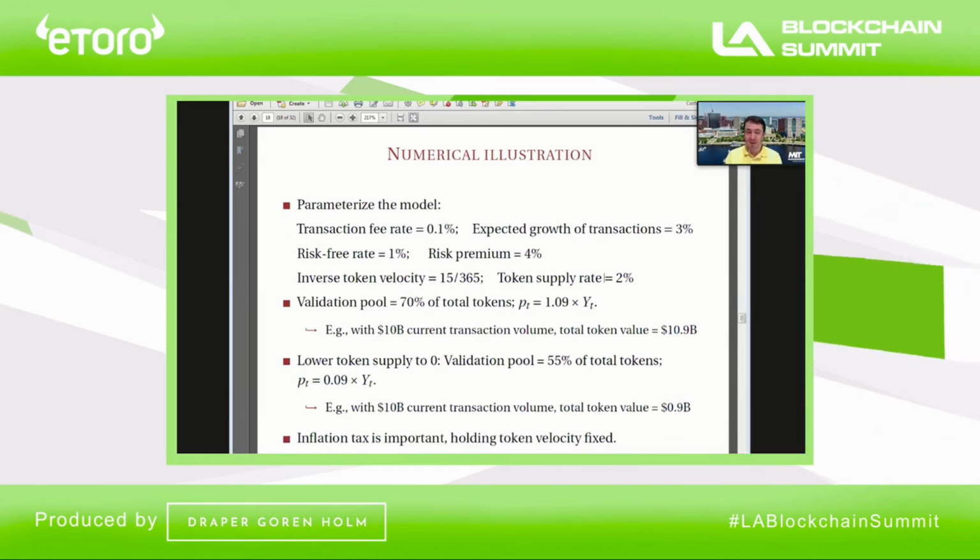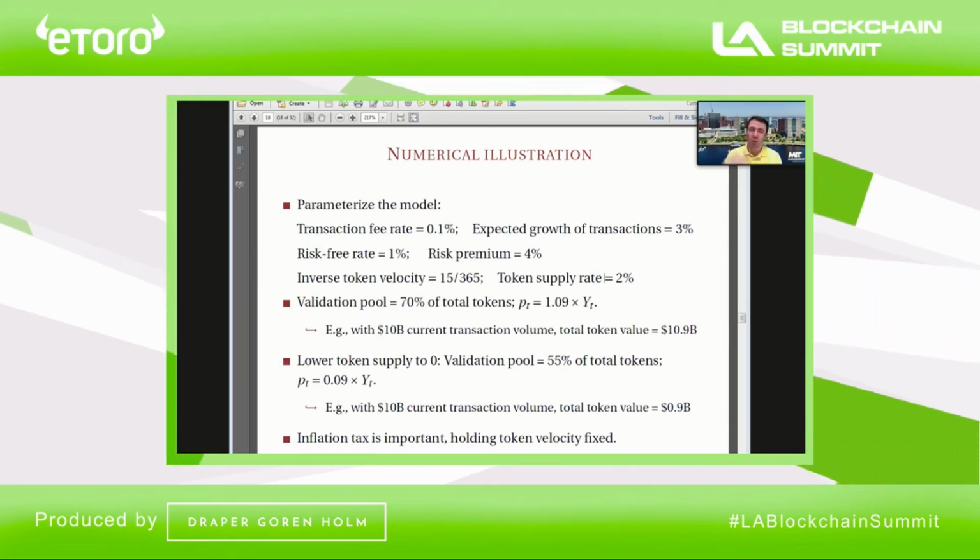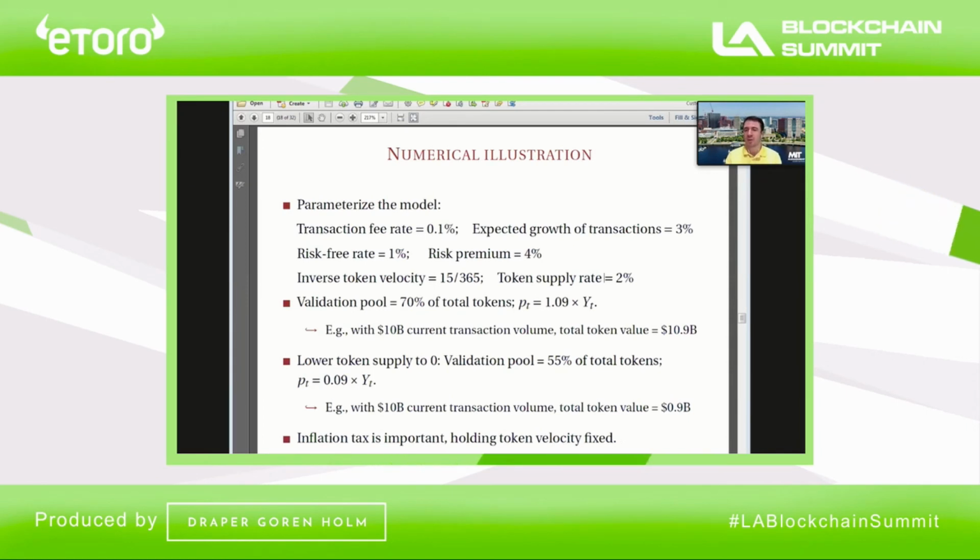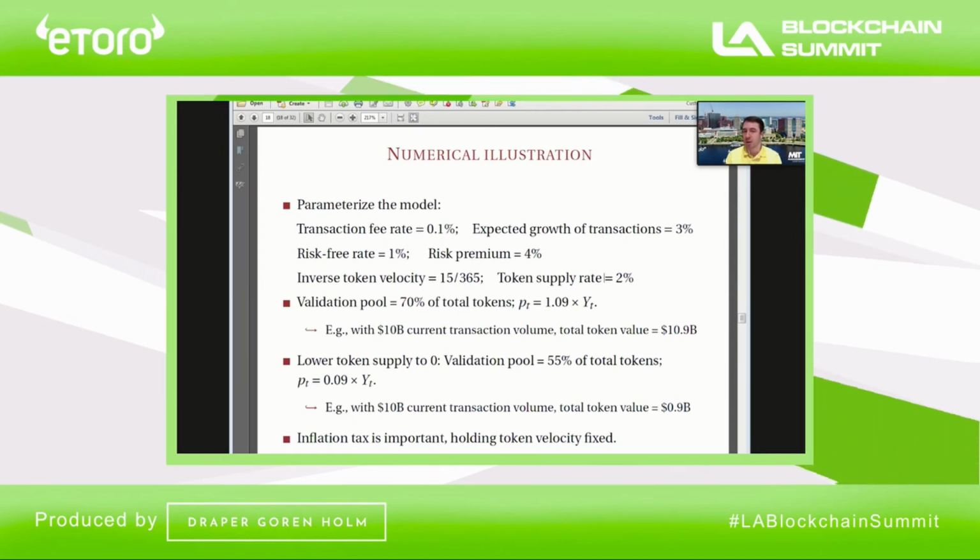The bottom line of this example is that depending on the token supply rate, with a 2% rate of inflation, the total value of tokens is close to 11 billion, with $10 billion of transactions per year. And without additional tokens, it's close to 1. So inflation rate plays a critical role in providing value for the tokens in this environment, because a lot of the value from validation activity is coming from inflation tax.